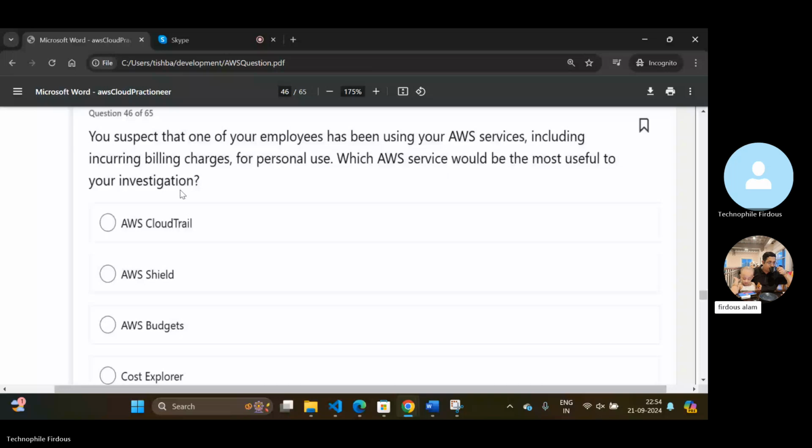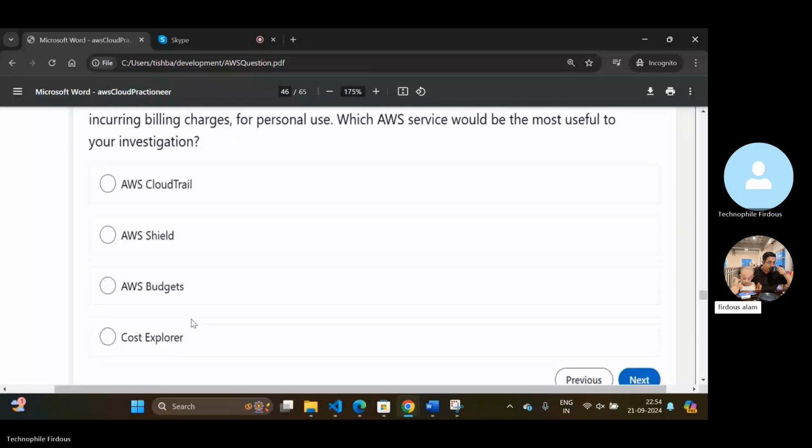For all kinds of investigation, like what is happening, which service is running, and all those things, AWS gives us AWS CloudTrail. CloudTrail traces everything, all the service logs, which we can see through CloudTrail. So the answer should be CloudTrail. Shield is for protection against DDoS attacks, so that's wrong. Budgets is for setting up a budget, that's another thing, not related to who is using what kind of service. And Cost Explorer is to see the costs. So the correct answer should be CloudTrail.